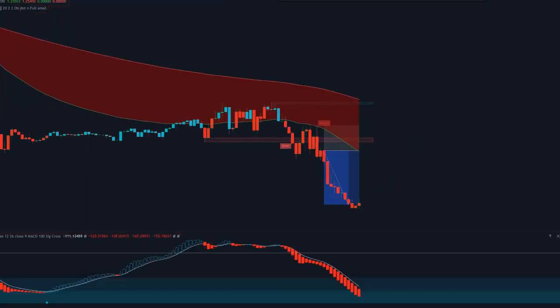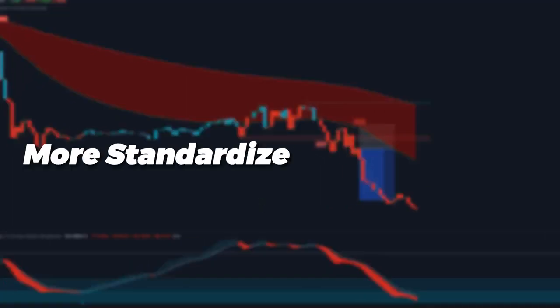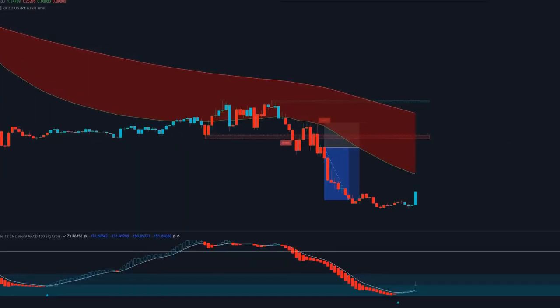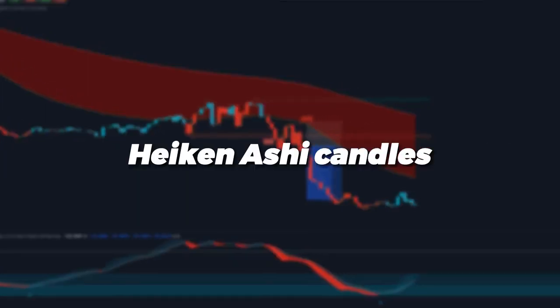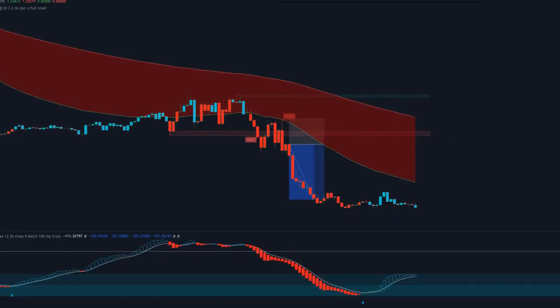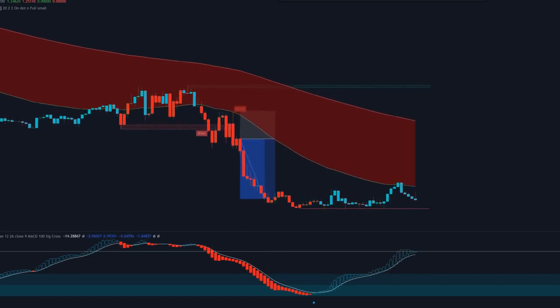In summary, the standardized MACD enhances the traditional MACD by offering a more standardized and smoother visualization of market momentum and trend. Its integration of the Heikin-Ashi candles makes it a robust tool for traders who need a clearer and more objective view of market dynamics, especially when dealing with different assets and timeframes.